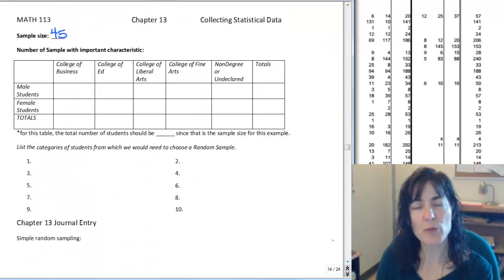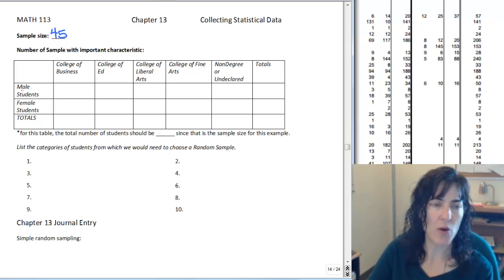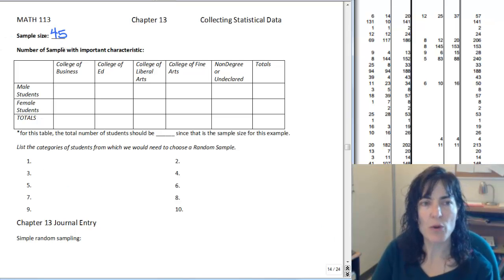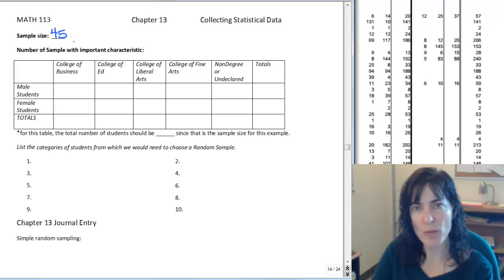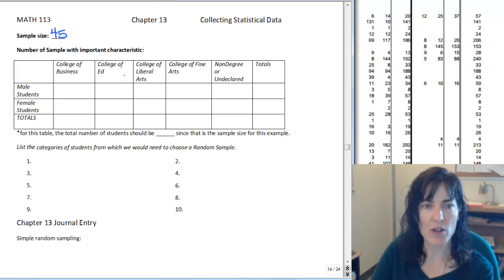So using those percentages, so I found the percent for each category. What I want to do now is find for my sample size of 45, how many people do I need to speak to that will be male College of Business students? How many female College of Business students? How many male College of Ed, female College of Ed, and so on. And that's what I'm trying to find now.